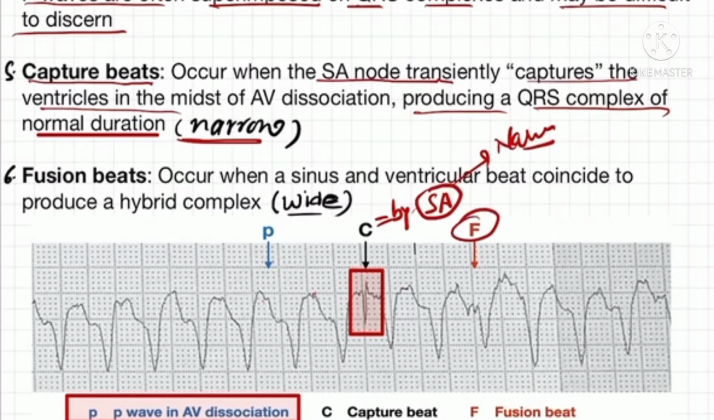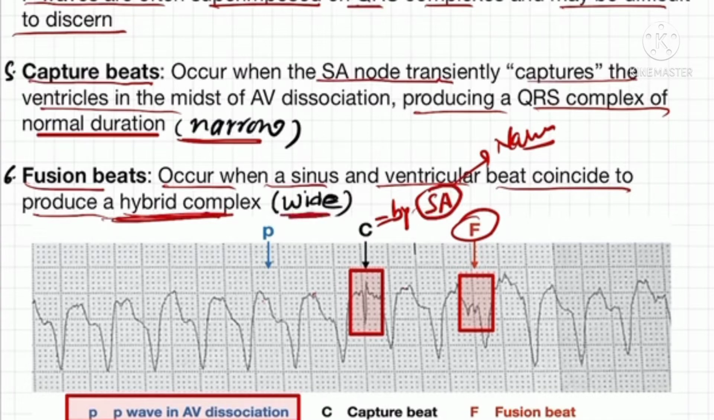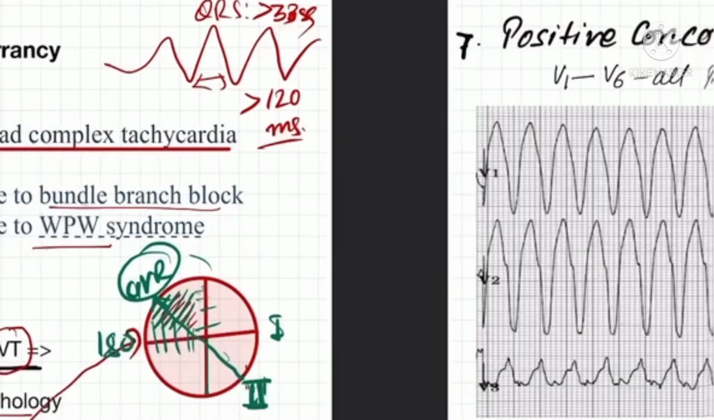But in the fusion beat, this is a fusion of the atrial and ventricular rhythm. In that case there is a wide complex. Fusion beats occur when the sinus and ventricular beats coincide, producing a hybrid complex. This is wide. These are the features of VT: capture beat, fusion beat, AV dissociation, very wide complex, north axis or extreme axis deviation, and the absence of RBBB or LBBB. These 6 features are more suggestive of VT.